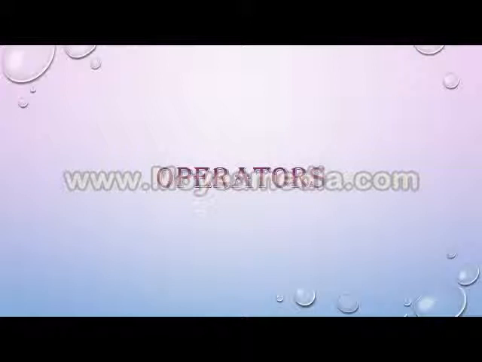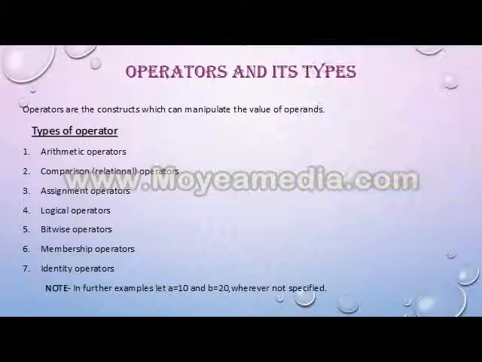In this lecture, we will study the left-over types of operators. We have already seen in lecture 8 what operators are. The types of operators which we have not discussed are logical operators, bitwise operators, membership operators and identity operators. We will see these four one by one. Also, note that A is assigned as 10 and B as 20 wherever they are not specified.